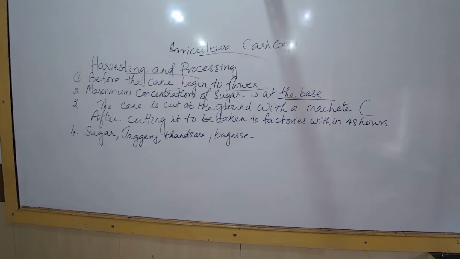Now rainfall. 100 to 150 centimeters of rainfall, well distributed throughout the year. Irrigation is necessary in areas of lower rainfall, or even in areas of higher rainfall during long dry spells. So irrigation is required for 10 to 18 months if there is low rainfall.